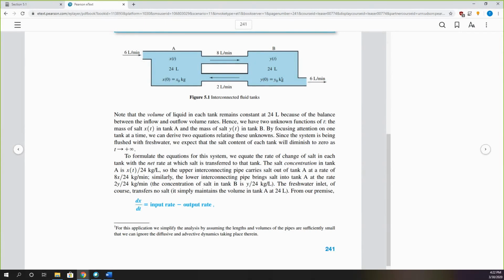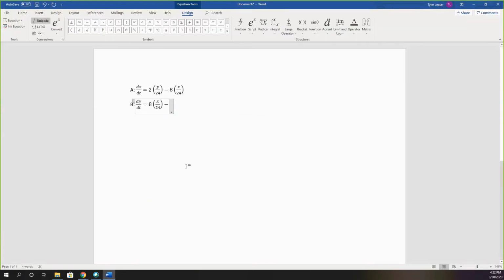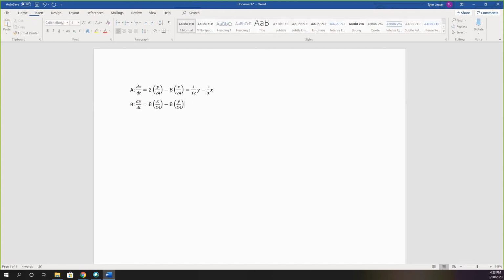So the salt going out of B is going to actually have 2 different parts to it, right? It's going to have the 2 that's going into A, and it's going to have the 6 that's going out of the system. Because the concentration in B is the same everywhere, I'm just going to combine this together and say overall I have 8 going out with the concentration of B. So minus 8, and the concentration of B, remember, was y over 24. So I can clean both of these up a little bit just by multiplying and rewriting that as a fraction. So that first thing's going to be 1/12 times y minus 1/3 times x. For this one here, simplifying those fractions down, 1/3 x minus 1/3 y.